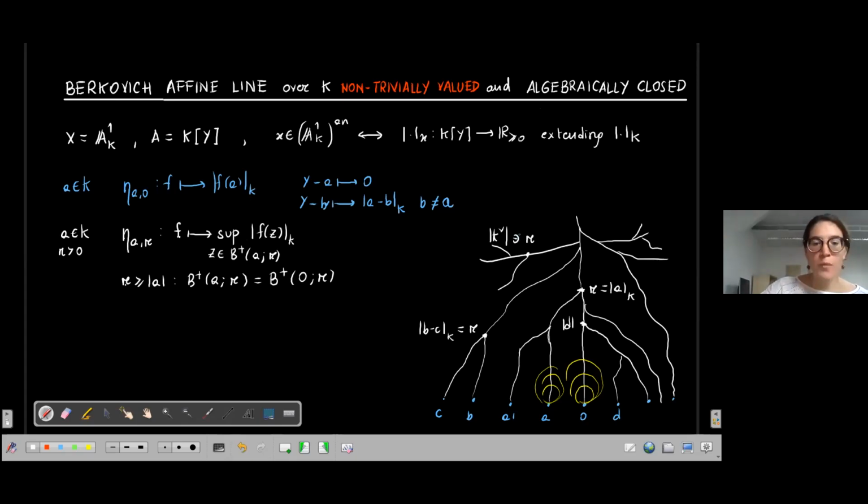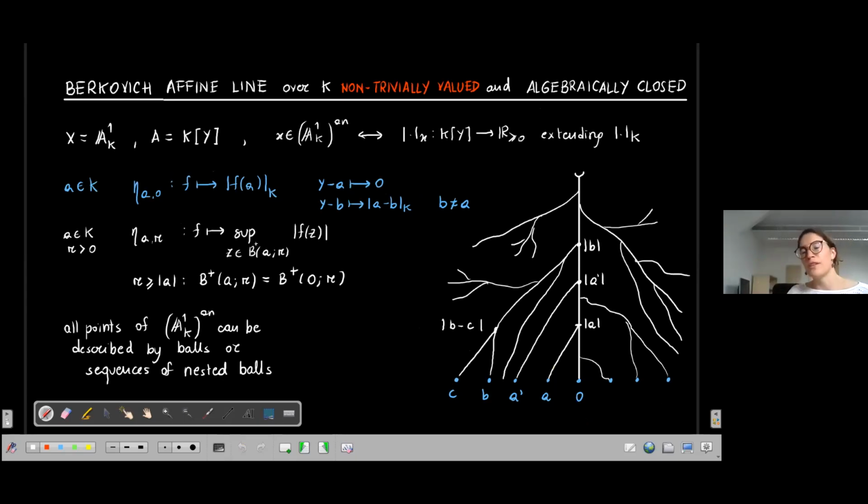What one can prove, and this is also part of the exercise, is that basically all the points that you can construct in the Berkovich affine line in this non-trivially valued and algebraically closed case are given by balls or by sequences of nested balls. So in some sense, I've given you all the essential ingredients to construct all the points.